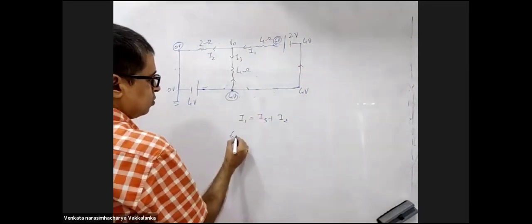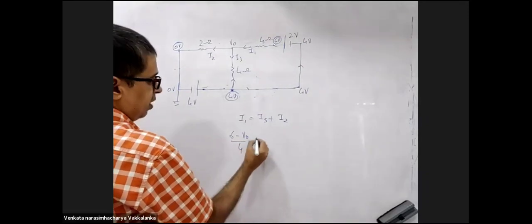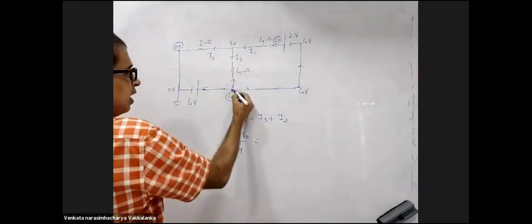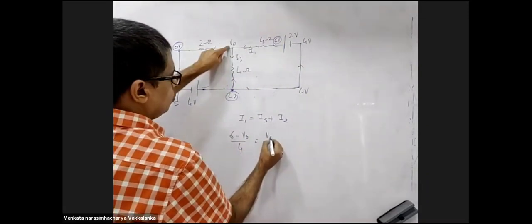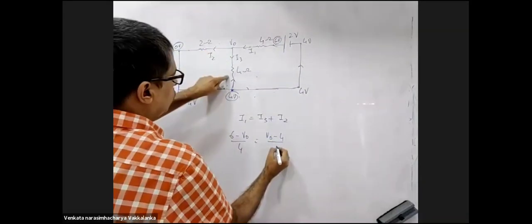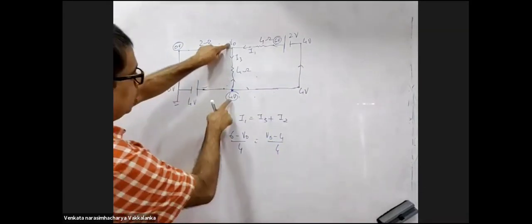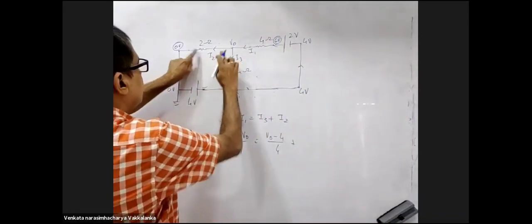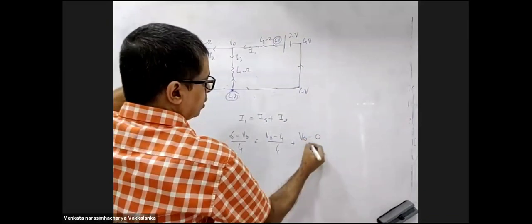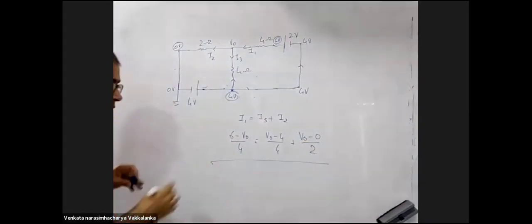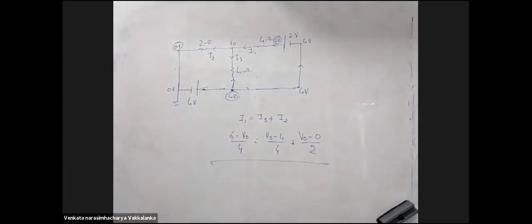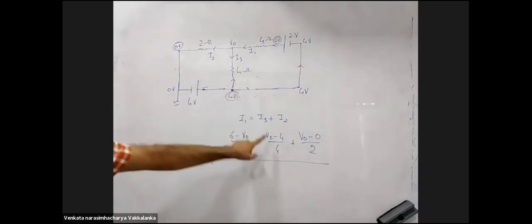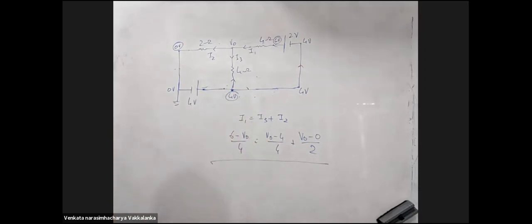6 minus V0 divided by 4. What will I3 current be? V0 minus 4 divided by 4. Plus, what is I2 current? V0 minus 0 divided by 2. You have only one variable V0 and you have one equation. Once you get V0, finding out the current I3 will not be difficult for you.